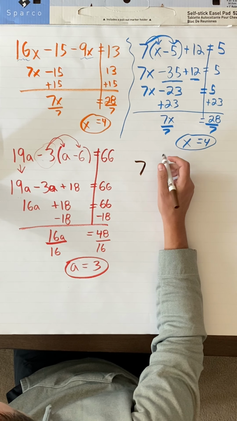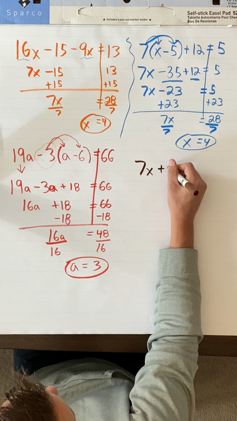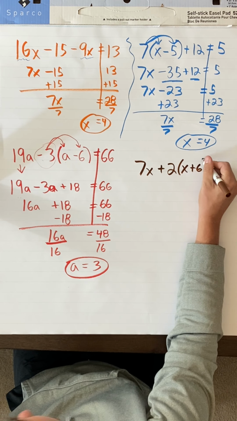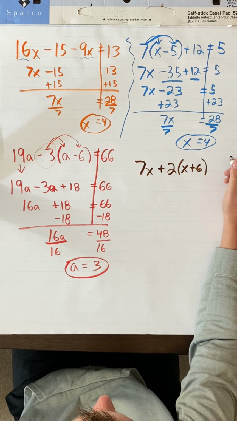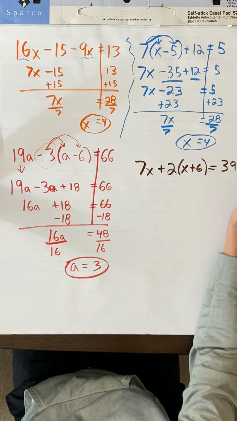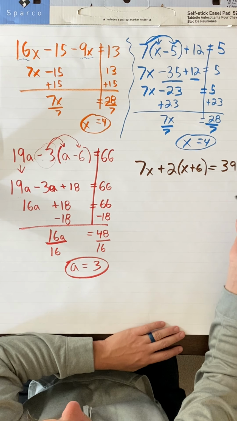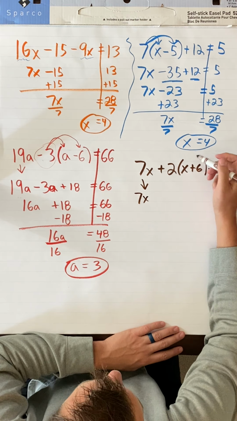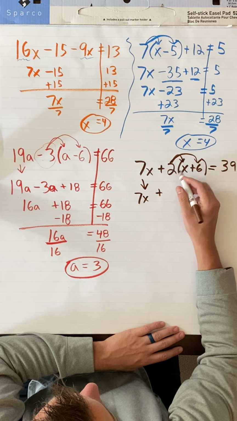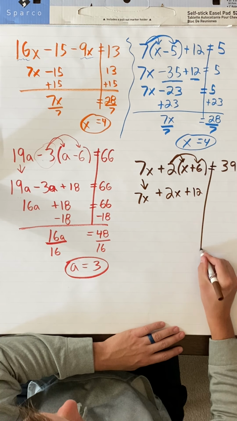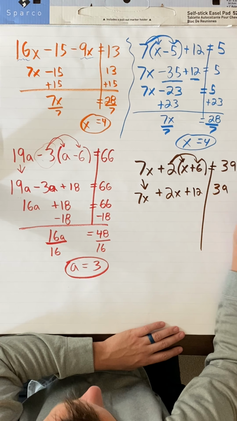All right, 7x plus 2 times the quantity x plus 6 equals 39. All right, once again, distributive property here. We could bring this 7x down. 2 times x and 2 times 6. So that's going to be 2 times x is 2x. 2 times 6 is 12. Bring down the 39.